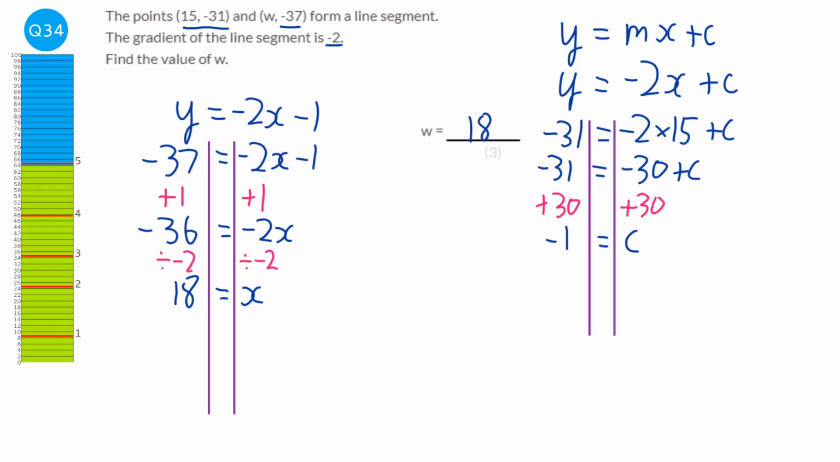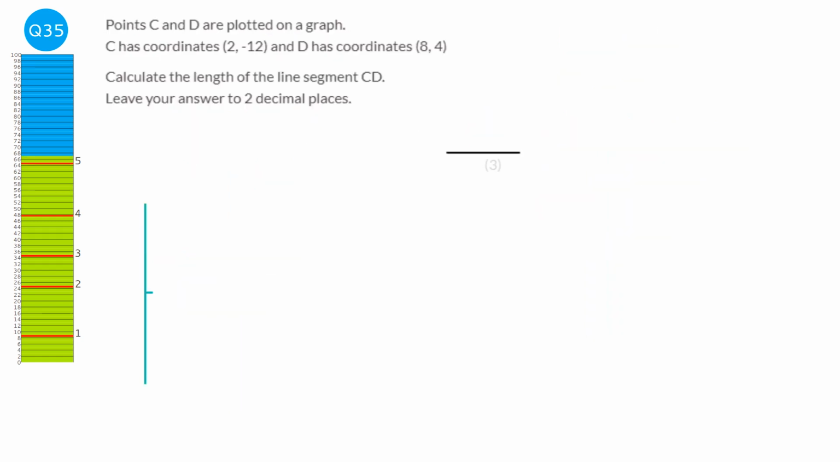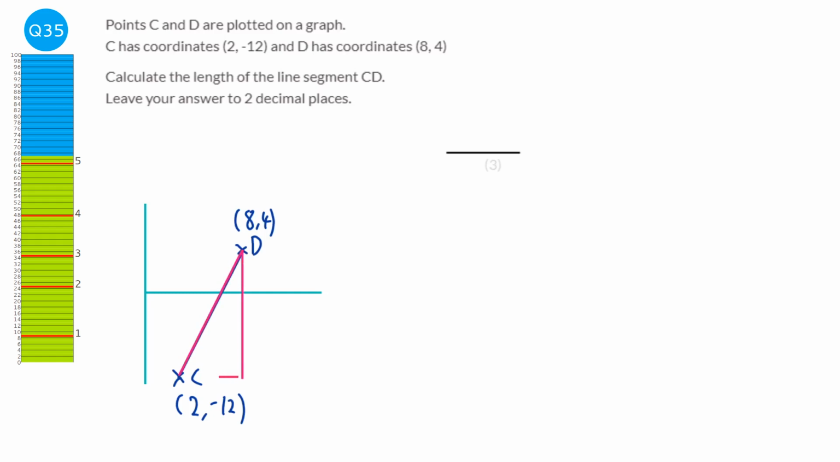So w is 18. If we try and visualize this question on a graph, then we've got c, which is somewhere here at coordinates 2, -12. And we've got d, which is somewhere here at coordinates 8, 4. And we're asked for the length of the line segment. So we're asked for this distance here. Now we can see that we can actually make a right angled triangle with this line segment, and we've got to find out what each of the sides is going to be.